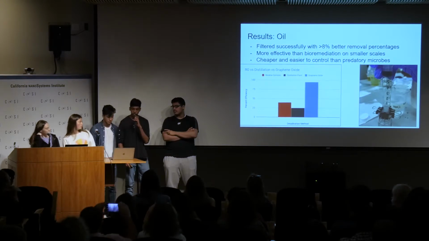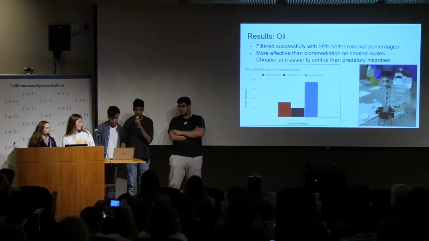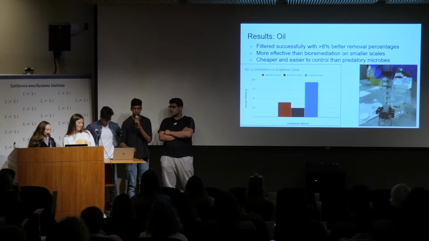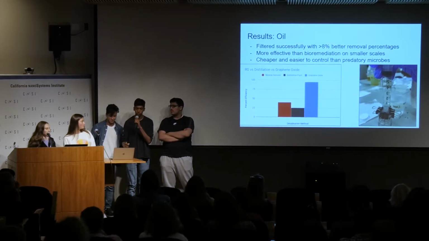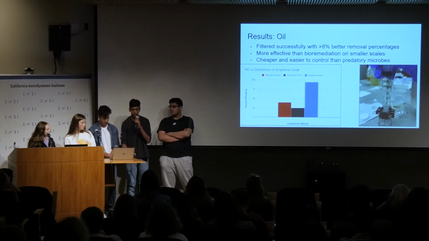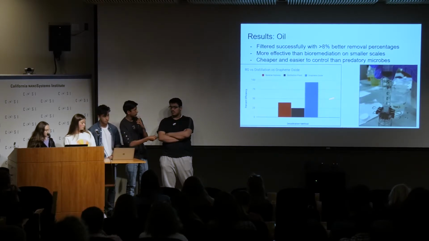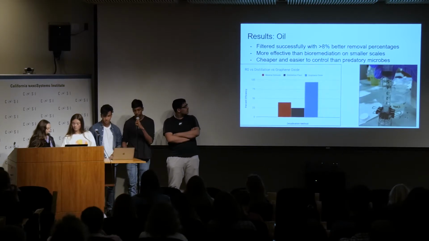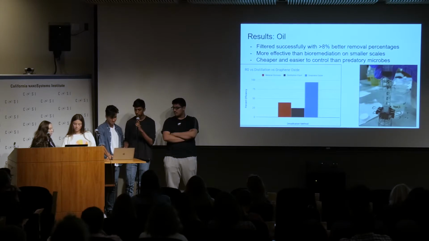And so the last solution that we decided to filter was actually a mixture of canola oil and water. What we did was we took off the top of the filter and put drops of oil in, 25 milliliters. And actually only 1 milliliter got through to the final solution. So that means 96% of it was removed. And you can see that's actually more effective than the two current methods. So yeah, it's better for removing oil than predatory microbes.